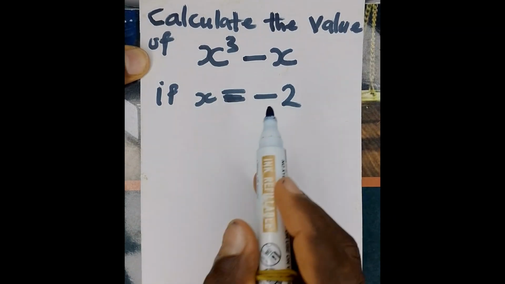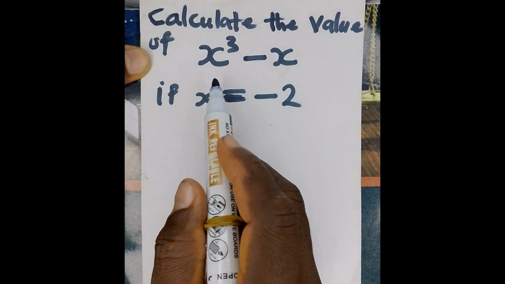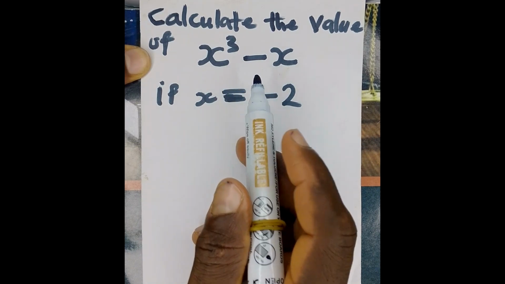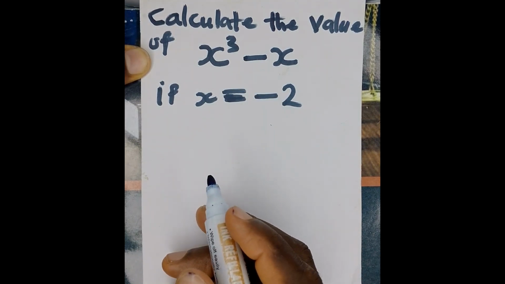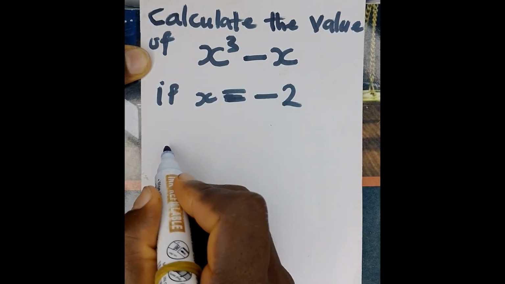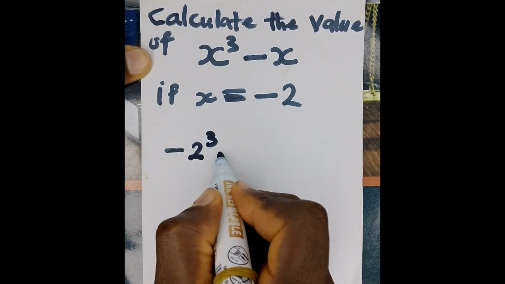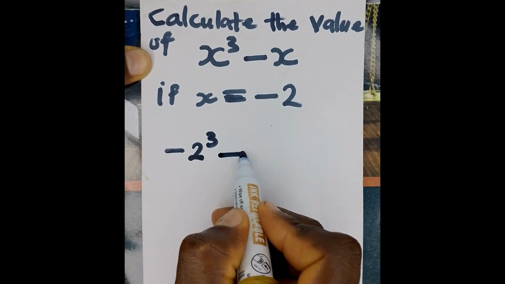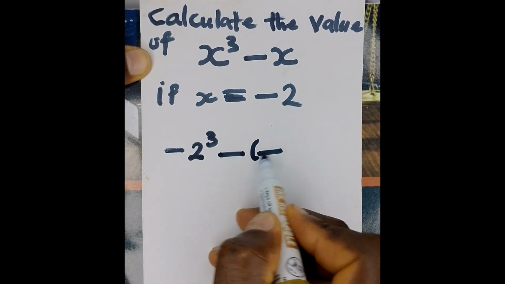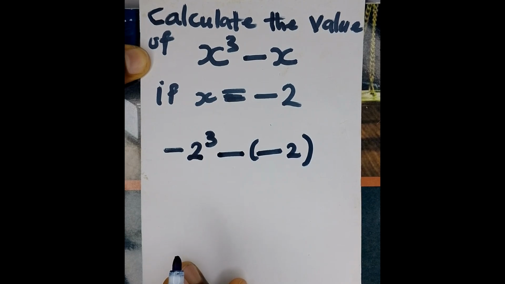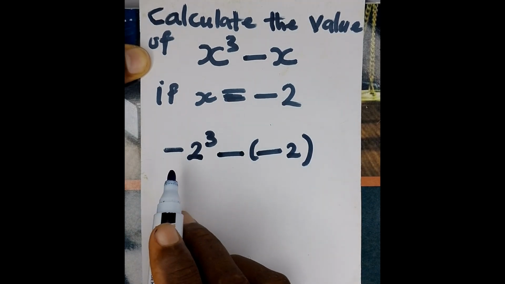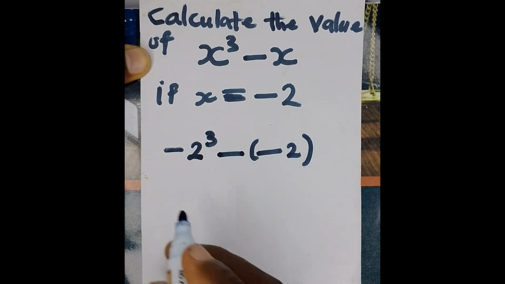Okay, so if x equals minus 2, what is x raised to the power of 3 minus x? It is quite easy. So since x is minus 2, we have minus 2 to the power of 3. This minus here, minus, then minus 2. All right? So what is minus times minus? Of course, it is plus.